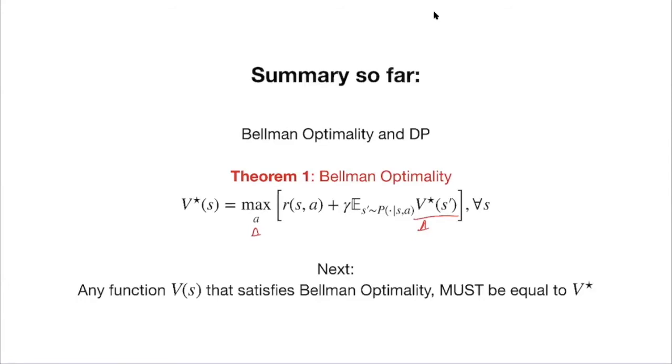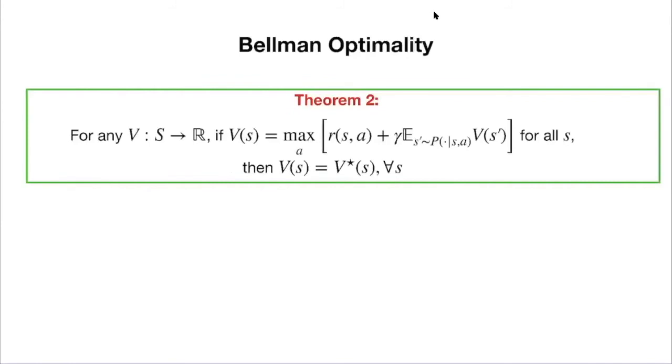Okay, next we're going to look at the second theorem for Bellman optimality. It basically says that if I give you any function phi that maps from state to some bounded real number, and this function satisfies Bellman optimality, then this function must equal V star. That's what we're going to prove. Let me show you the theorem.